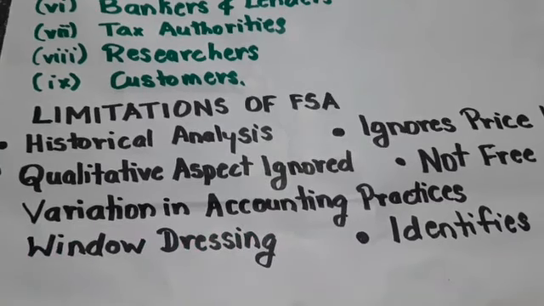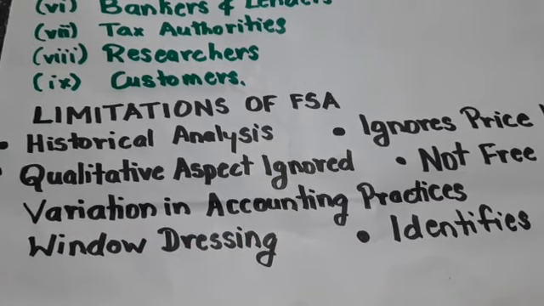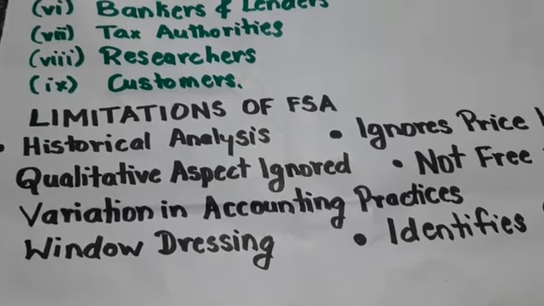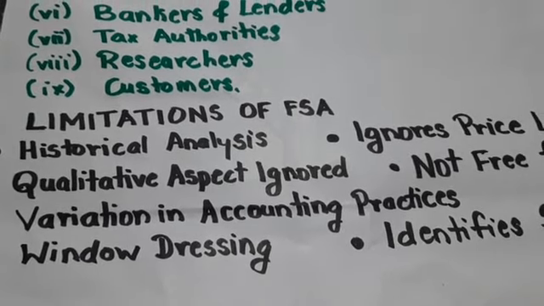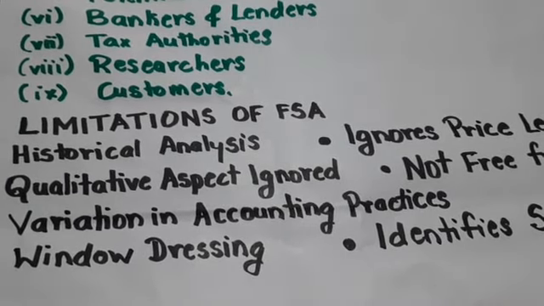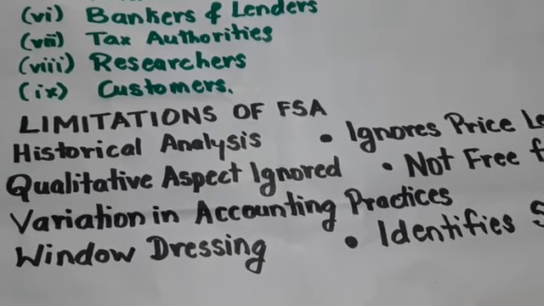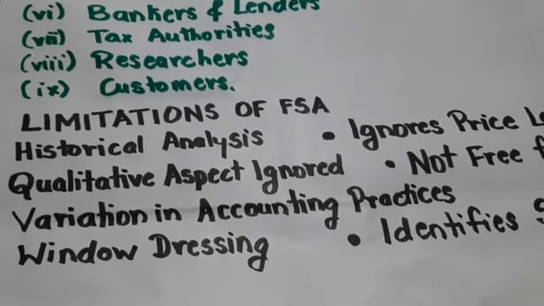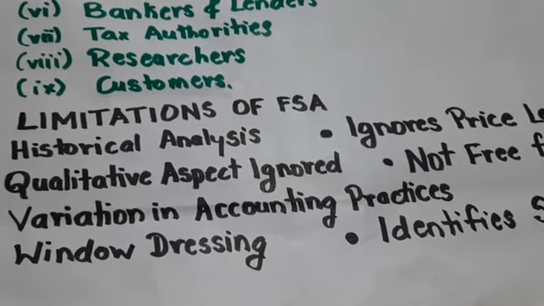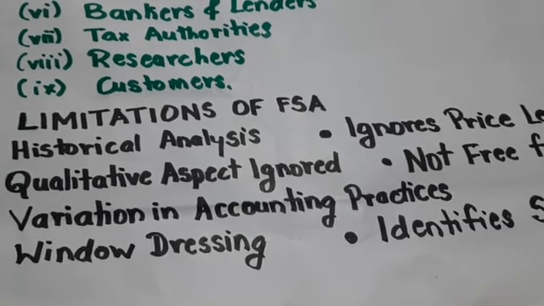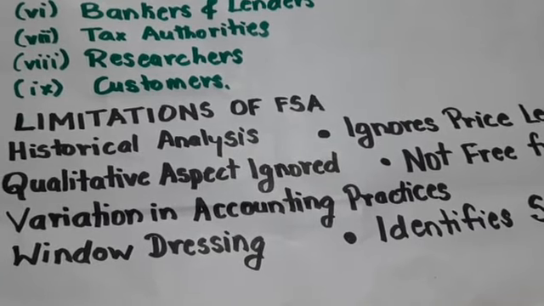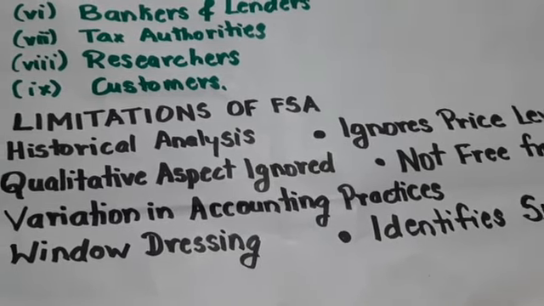The next concept which we have to go through is the limitations of financial statement analysis. In our last class we have already studied the limitations of financial statements. The same points you have to study for financial statement analysis also. Let us go through the points once again. Historical analysis. As we know, in financial statements we record data which is historical in nature. So many of our users, like shareholders and investors, who want to know the future position of the company cannot make the best use of financial statement analysis.